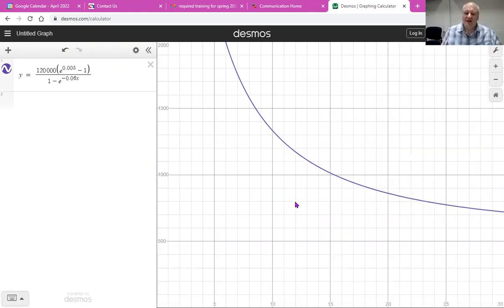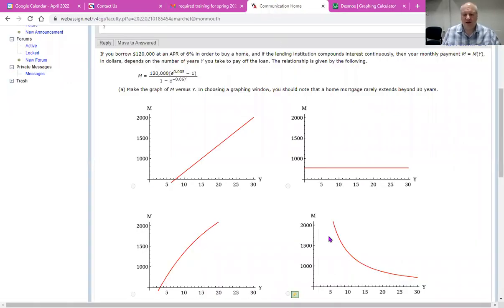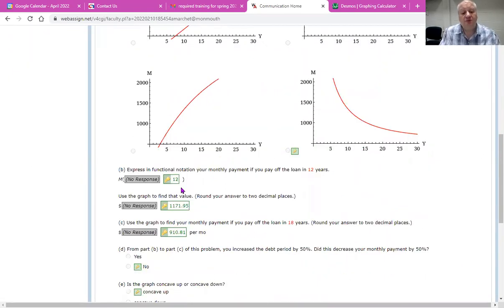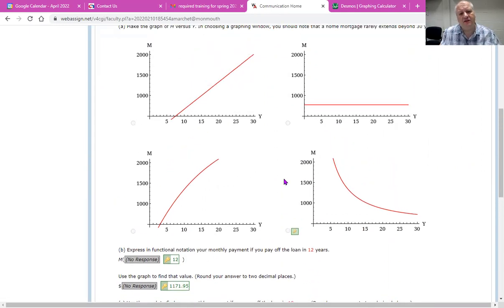All right, some points here that I like. Well, generally, I see that it kind of starts right here and carries down that way. Let's see if there are any that kind of look like that. I'm going to go with this one right here, and you can see the key is there. That means that's the right answer. Okay. Next, express in functional notation your monthly payment if you want to pay the loan for 12 years.